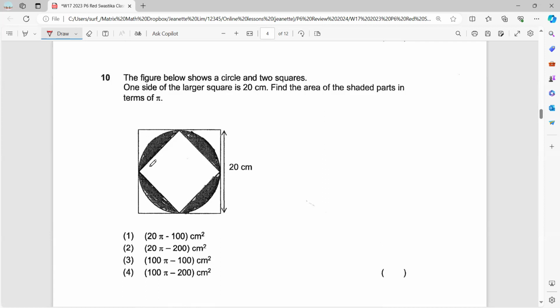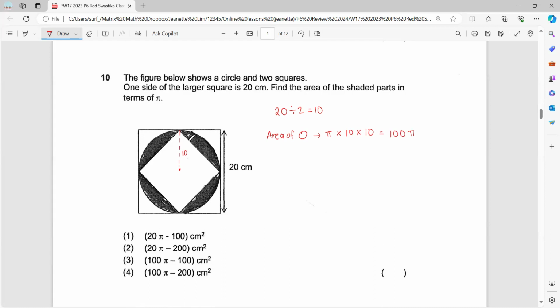So the radius of the circle is 20 divided by 2, which is 10. So this is the center, this is 10. Okay, radius is 10, so area of the circle will be pi times radius times radius. Keep the pi there. So we do 10 times 10, which is 100. 100 pi. Sorry, that's the area. That's the area of the circle.